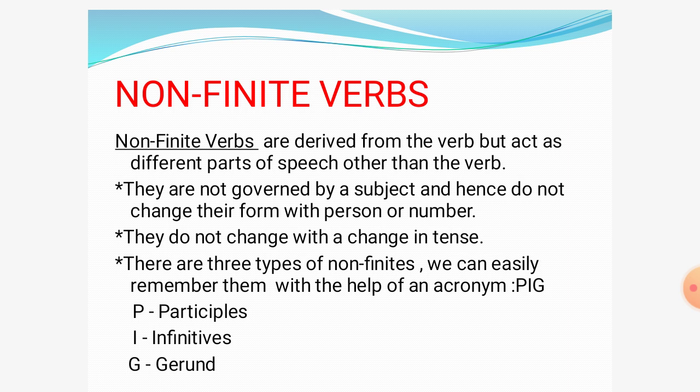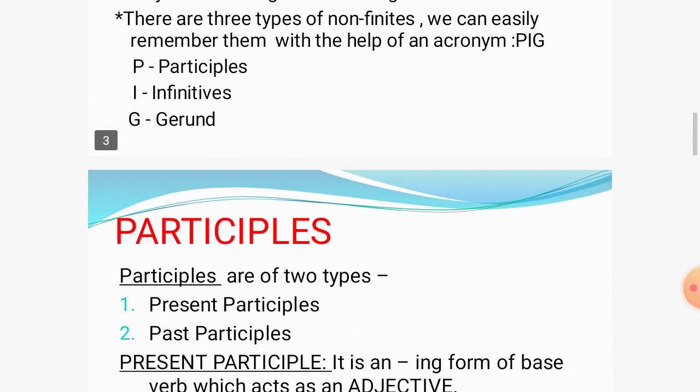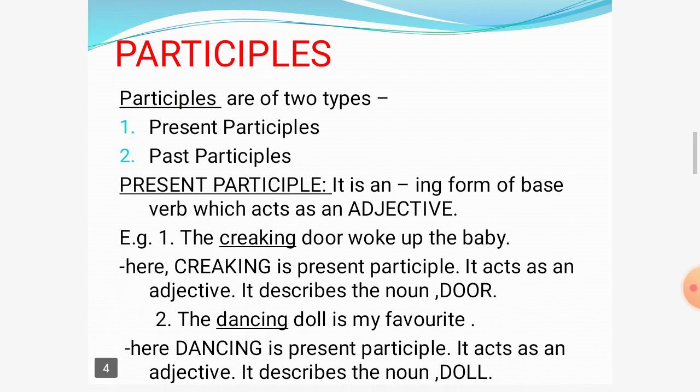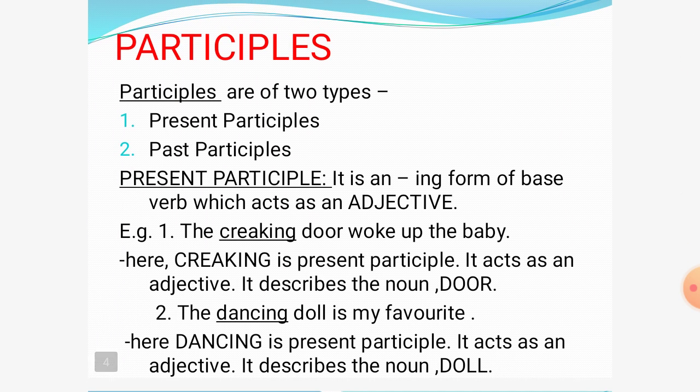There are three types of non-finites. We can easily remember them with the help of an acronym. PIG. P stands for participles, I stands for infinitives, and G stands for gerund. Now, we will talk about participles. Participles are of two types, present participles and past participles.